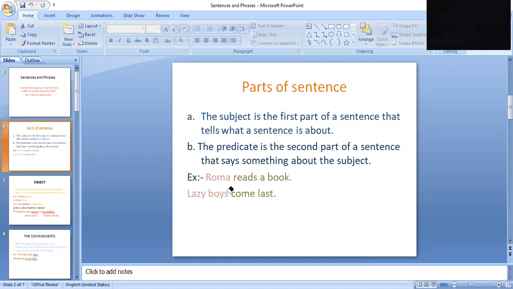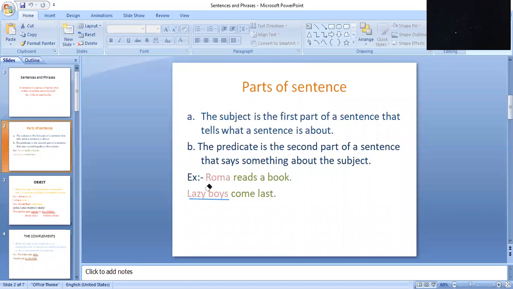Which is the naming part here? Which is the naming part of the sentence? Roma. Roma is the naming part of the sentence. Then in the second sentence, which is the naming part of the sentence? Lazy boys come last. Lazy boys. This is the naming part of the sentence.